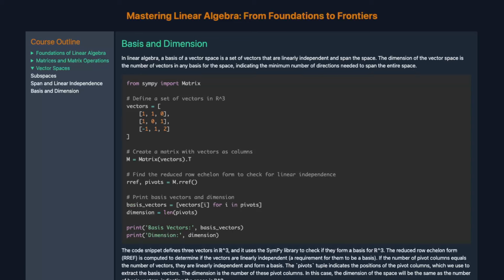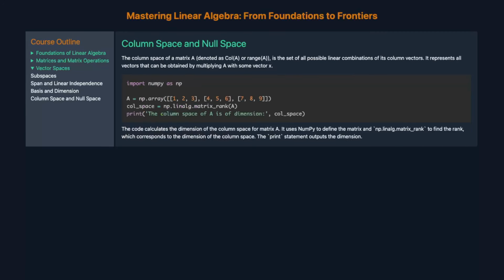The code snippet defines 3 vectors in R^3, and it uses the SymPy library to check if they form a basis for R^3. The reduced row echelon form, RREF, is computed to determine if the vectors are linearly independent, a requirement for them to be a basis. If the number of pivot columns equals the number of vectors, they are linearly independent and form a basis. The pivots tuple indicates the positions of the pivot columns, which we use to extract the basis vectors. The dimension is the number of these pivot columns. In this case, the dimension of the space will be the same as the number of basis vectors, indicating the space is 3-dimensional.